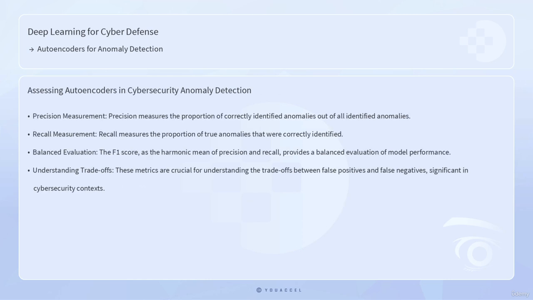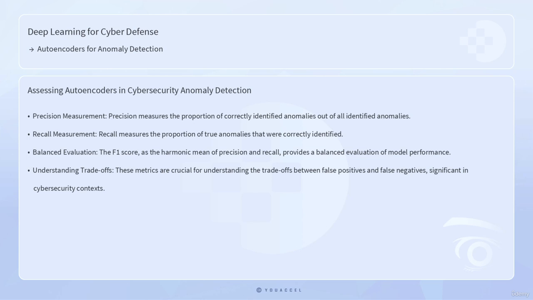The effectiveness of autoencoders for anomaly detection in cybersecurity can be quantitatively assessed using metrics such as precision, recall, and F1 score. Precision measures the proportion of correctly identified anomalies out of all identified anomalies, while recall measures the proportion of true anomalies that were correctly identified. The F1 score, as the harmonic mean of precision and recall, provides a balanced evaluation of model performance.